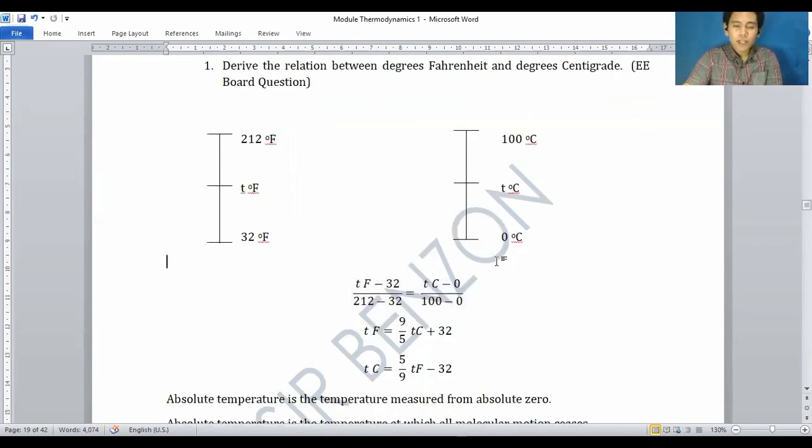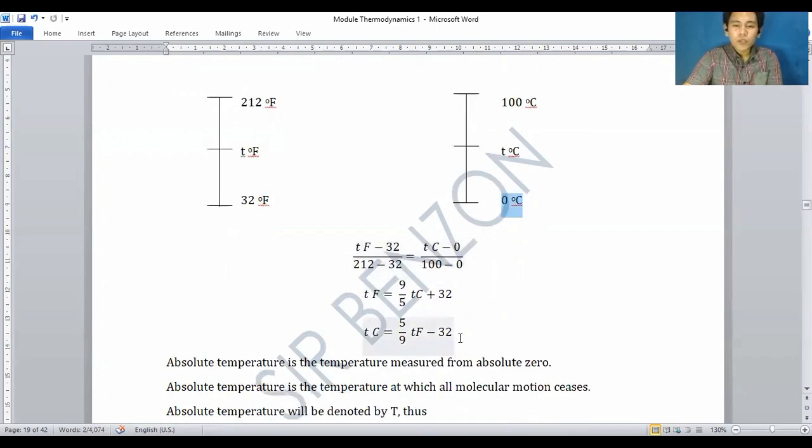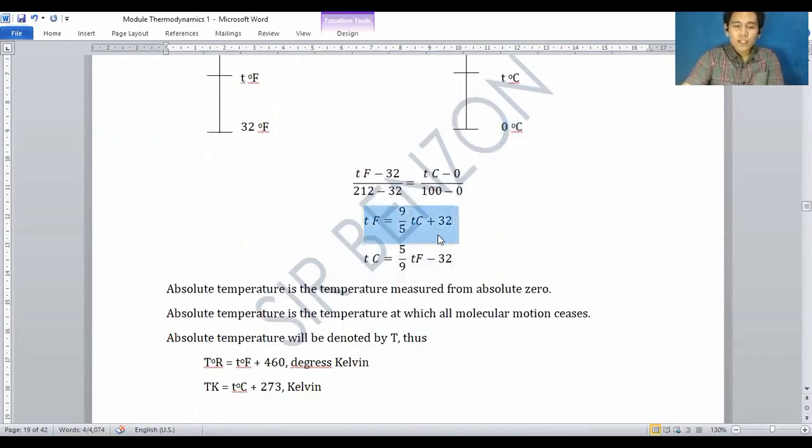So by using interpolation, or by cross multiplication, of values, the temperature in F minus 32 over the upper minus the lower. Also, here, the middle temperature in degrees Celsius minus 0 over the higher minus the lower. And by two equations to unknown, we yield this kind of equation. If you want to convert to Fahrenheit with given Celsius, you have to multiply by 9 over 5 times degrees Celsius plus 32. If you want to convert Fahrenheit to Celsius, you have to use 5 over 9 times the temperature in Fahrenheit minus 32 to obtain degrees centigrade or degrees Celsius.